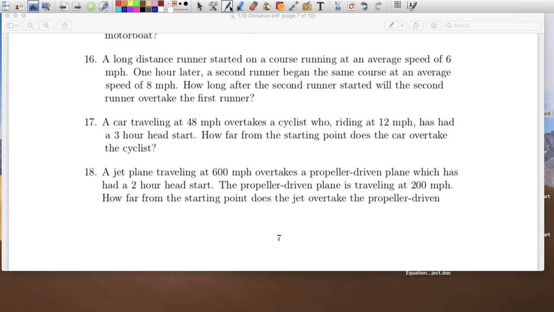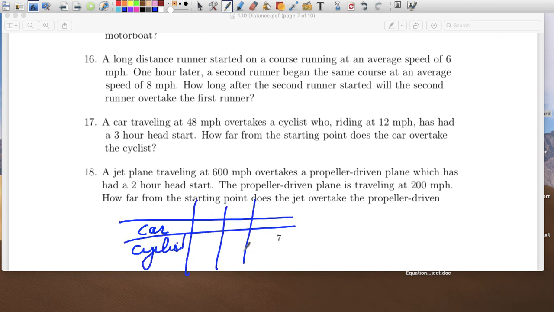17 again is the same. So we got a car and a cyclist. The car is traveling at 48. The cyclist is traveling at 12. The cyclist had a 3-hour head start, right? So it's t plus 3. The car is just t. And we want to know how far from the starting point the car overtakes the guy.